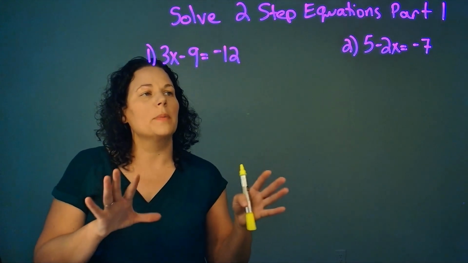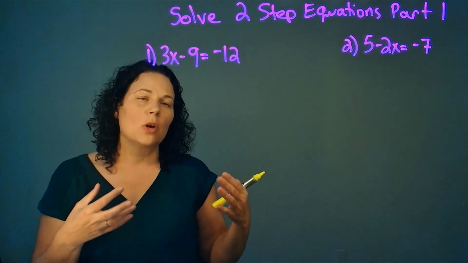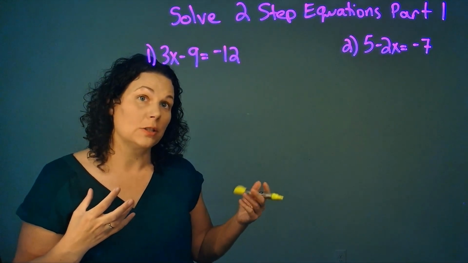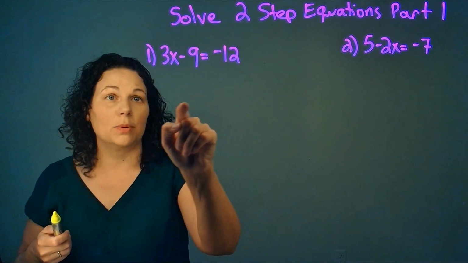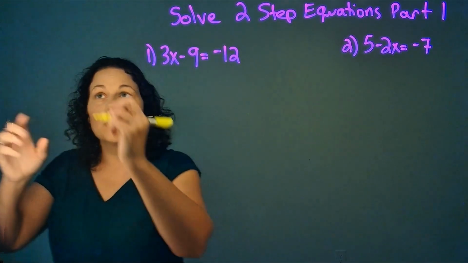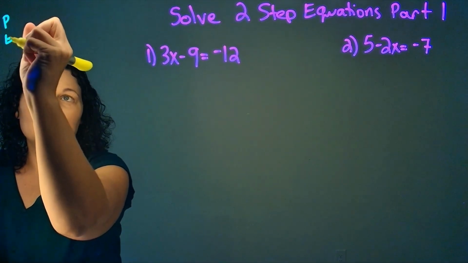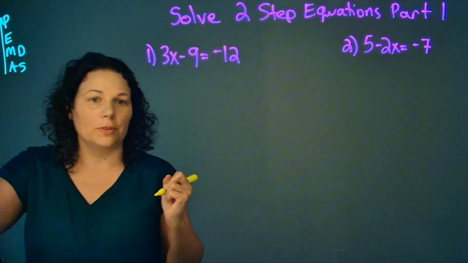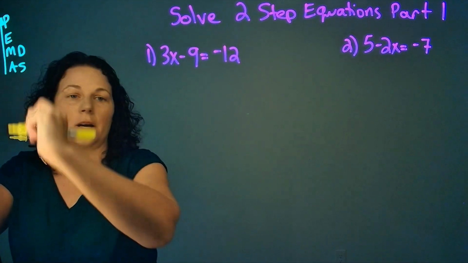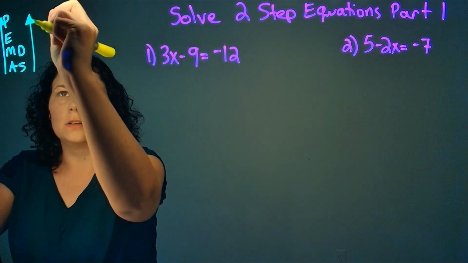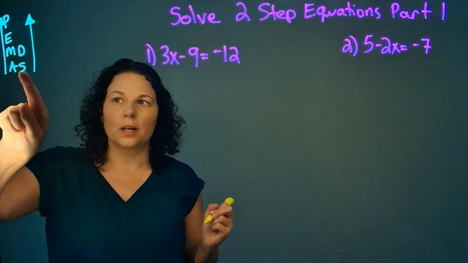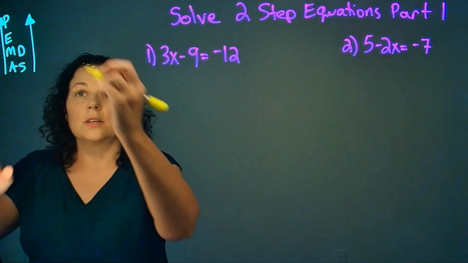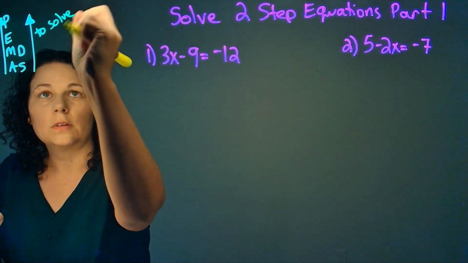When we look at problems like this where we've got more than one step, we have to think of it as moving stuff that's farther away from the x first. So we're going to undo addition and subtraction before we undo multiplication and division. Another way to think about that is I'm going to do PEMDAS, but I'm going to do it backwards to solve. If I'm solving an equation, I'm doing PEMDAS backwards, okay? Draw my arrow so you can see it. We're doing PEMDAS backwards. So we're going to undo adding and subtracting first, and then we'll undo multiplying and dividing, okay? So to solve equations.